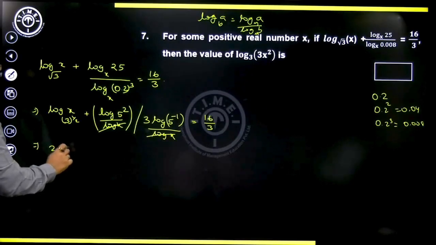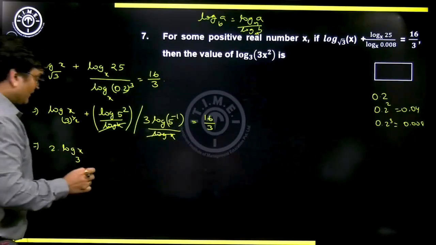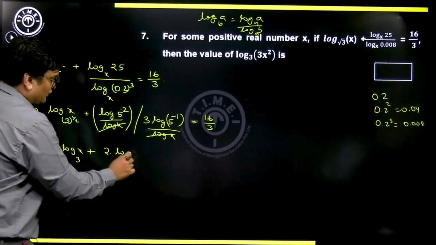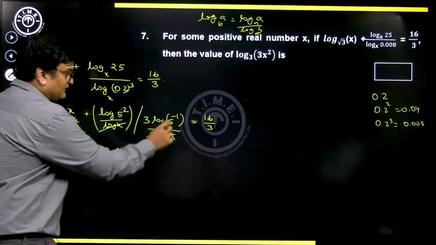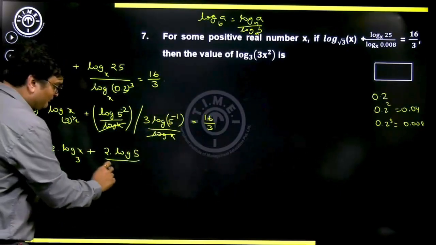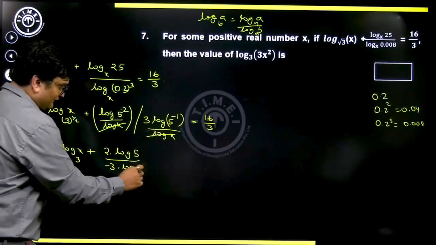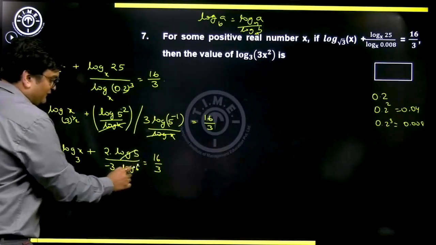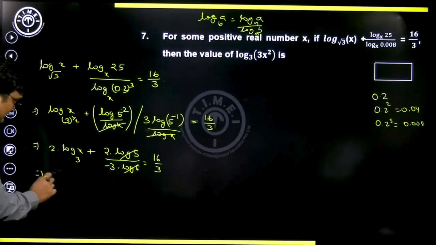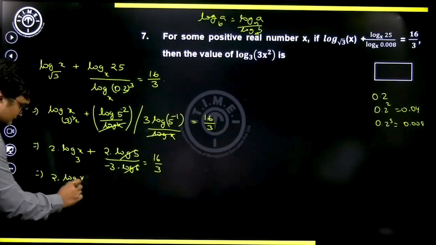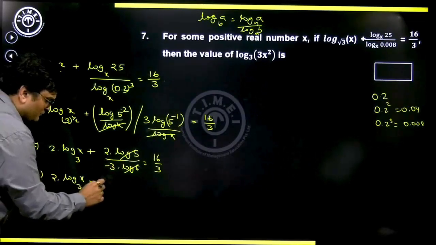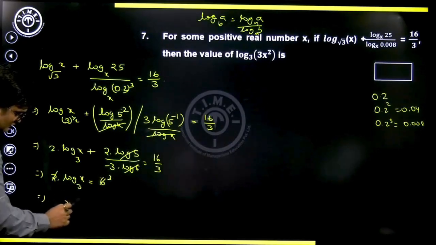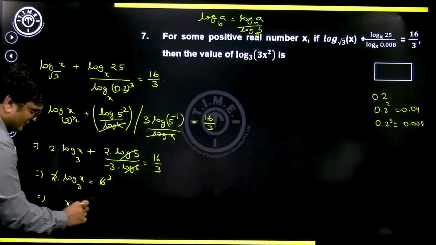So 2 into log x to base 3. Now observe, I can pull out this power before the logarithm. So it's 2 into log 5 by, and this minus 1 can also be pulled before the logarithm, minus 3 into log 5, which is what will be left here, because log x is cancelled. This will be 16 by 3. Log 5 will also cancel out, and hence this is going to be 16 by 3 plus 2 by 3, 18 by 3, 6. This 2 will cancel out 3 times. So log x to base 3 is 3 would mean x will be 3 power 3.